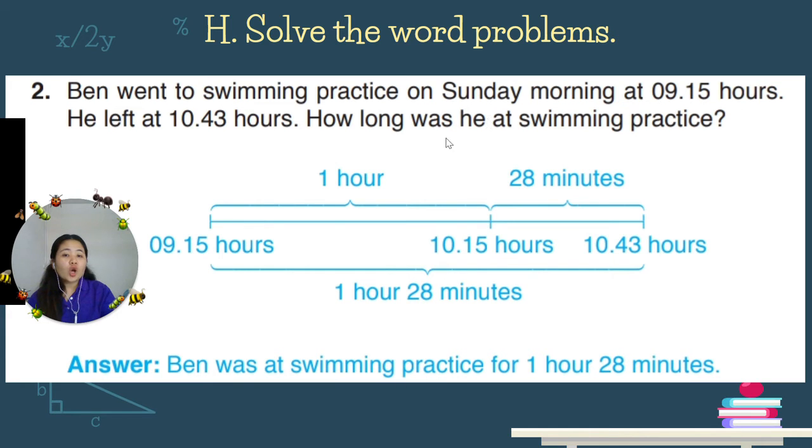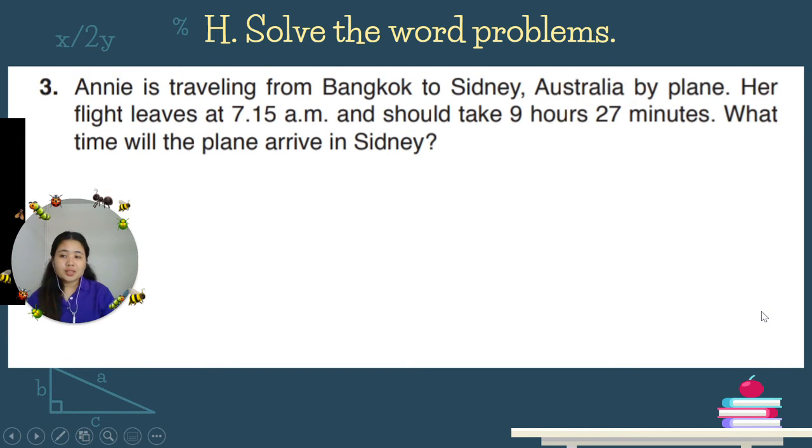Answer, how long was he at swimming practice? Ben was at swimming practice for 1 hour and 28 minutes. Okay, that's it. But to make it short, you just have to subtract. But this one is good. You just have to get the 1 hour first before you get the minutes. So 1 hour and 28 minutes. Next, let's go to number 3.